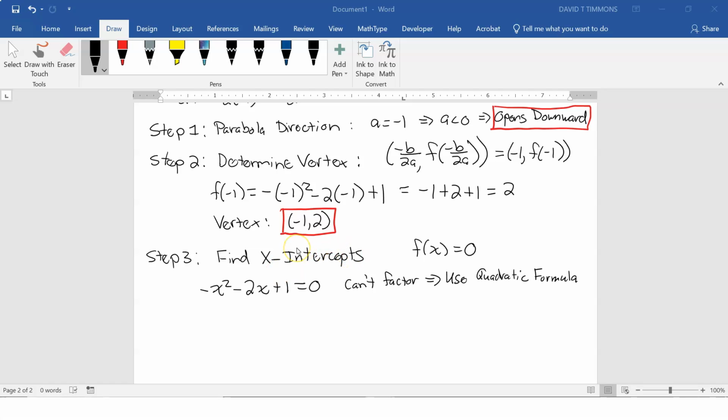In step 3, just like we did with standard form equations, we need to find the x-intercepts by setting the function f(x) equal to 0. Remember, with quadratic equations, you always want to try to factor them first if you can. That's the easiest way to find the roots. However, in this case, we can't factor it, so we'll have to use the quadratic formula.